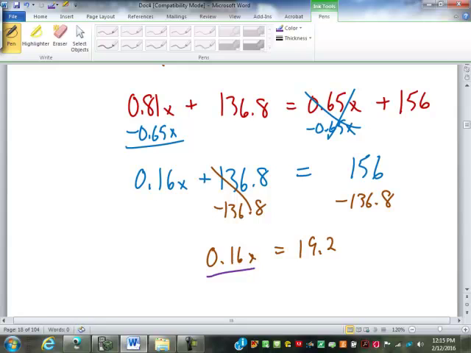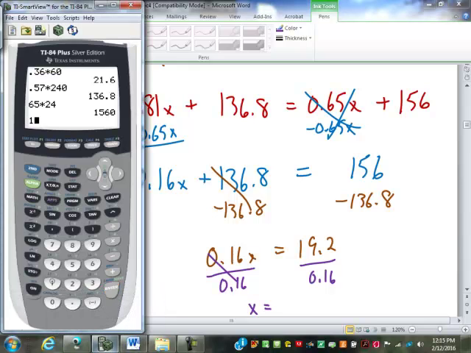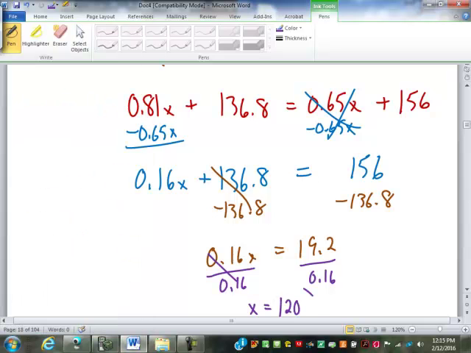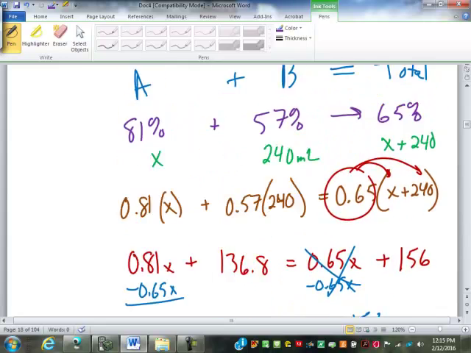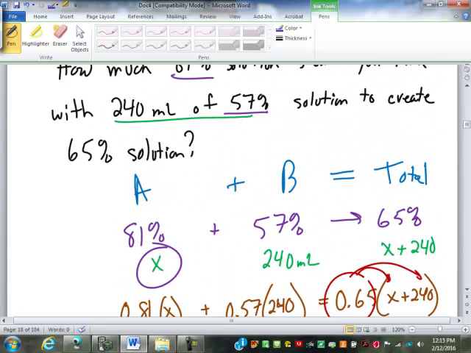Dividing by 0.16 gives us that x is 120. Very good. So that means it's 120 milliliters of solution A.